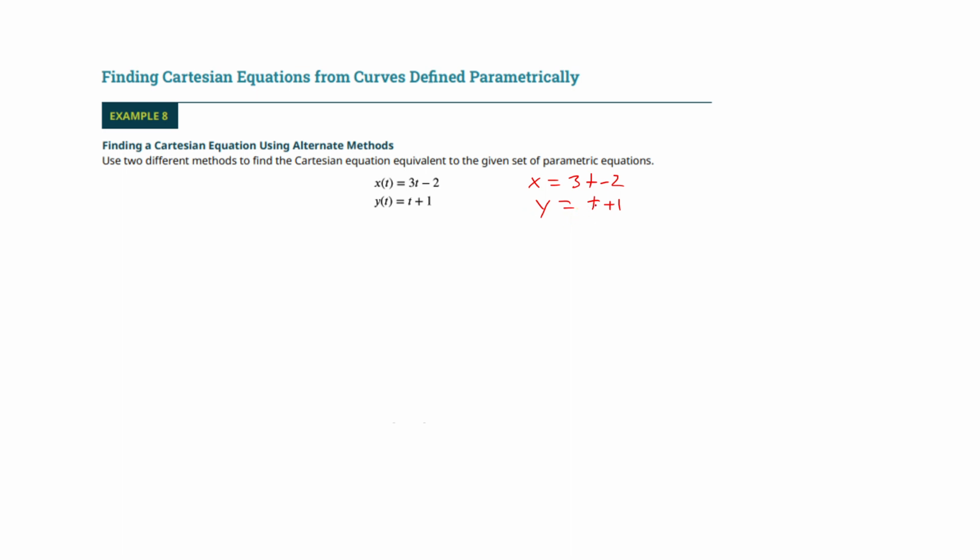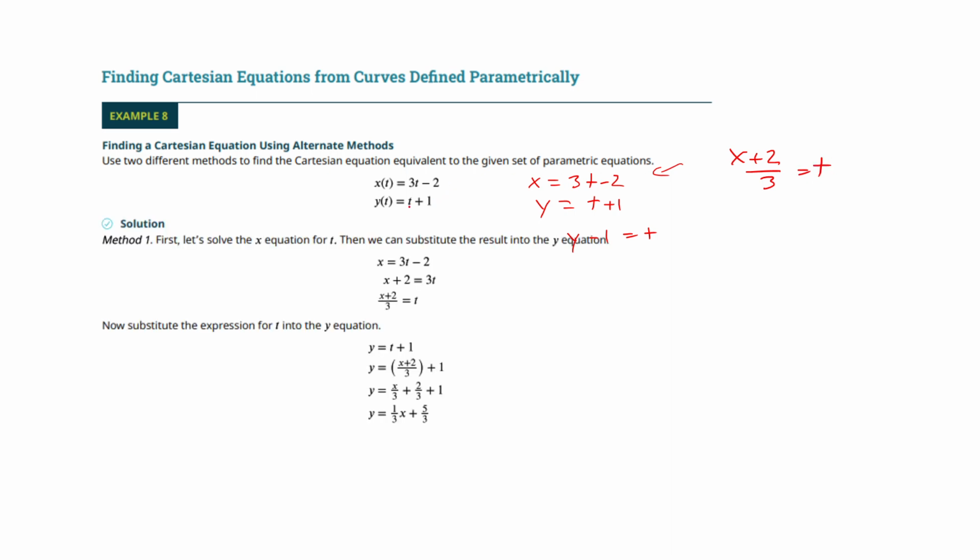We could solve this for y, so y minus 1 equals t. This would be the easier way. You'd go back in here and wherever there was a t, you now replace it with y minus 1. Or you could have chosen the other way. We could have solved the top one for t, which would be x plus 2 divided by 3 equals t, and then you'd sub that into the second equation.